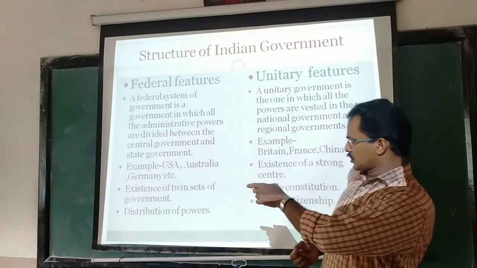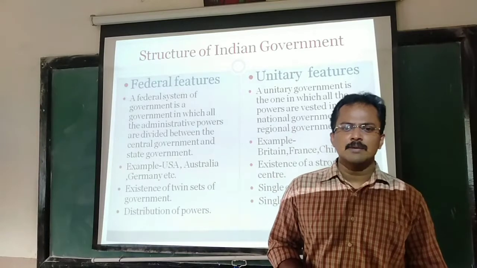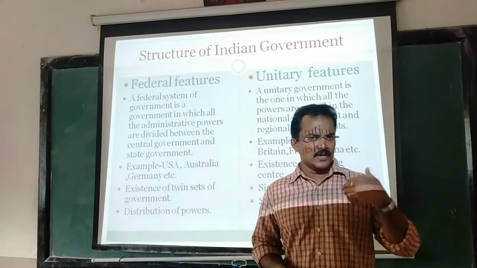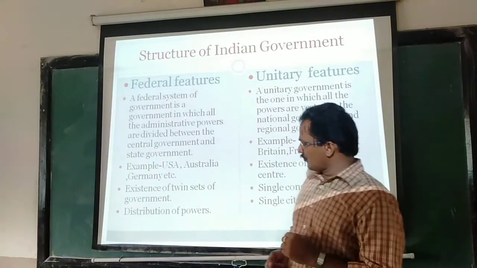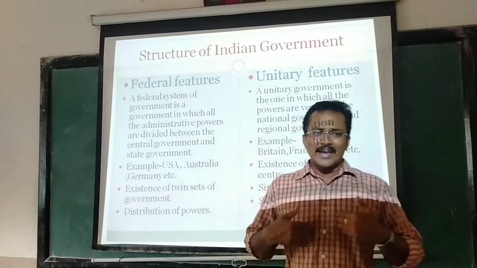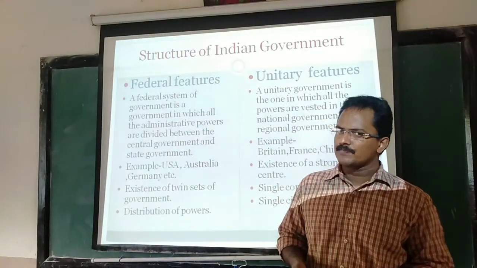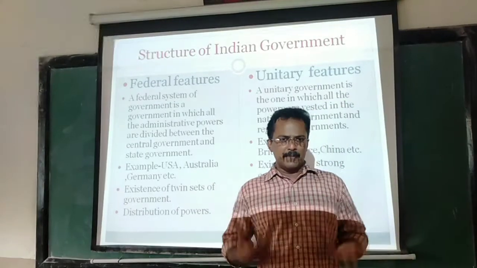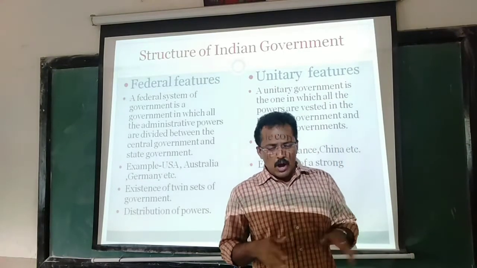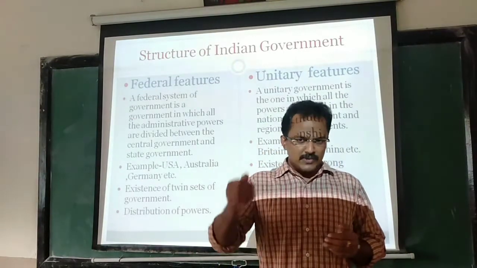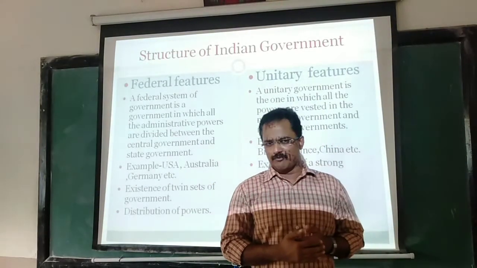The first point, existence of twin sets of government. In India, we can see two sets of government, one at the center and the other at the state. Then another federal feature, we can see a clear distribution of powers between central government and state governments. There may be confusion regarding the distribution of powers. In order to avoid such confusion, in the constitution itself, there is a clear distribution of power.